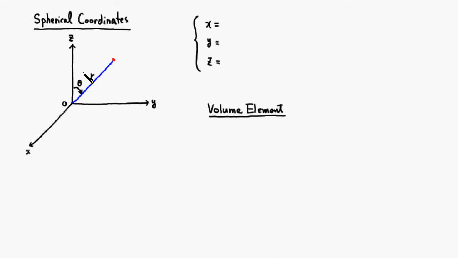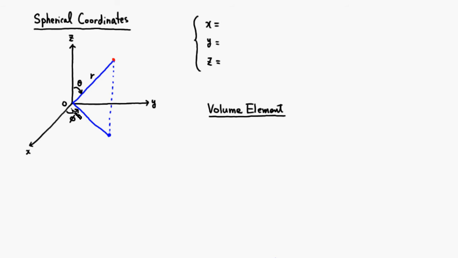Then we're going to project this dot down to the xy plane, maybe somewhere around there. Then connect that with the origin again. The angle that makes with the positive x-axis is going to be called phi.